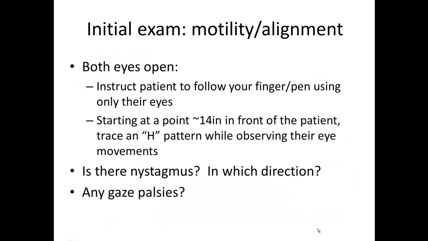All right, so you can also look at motility or alignment. With both eyes open, you'd instruct the patient to follow your finger or your pen or something using only their eyes. You start at a point about 14 inches in front of the patient's face and just trace an H pattern while observing their eye movements. What you're looking for is, is there any nystagmus at the extremes? In which direction is the nystagmus going? Are there any gaze palsies? Do their eyes move in a conjugate manner?